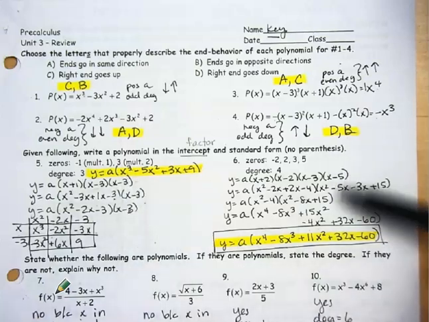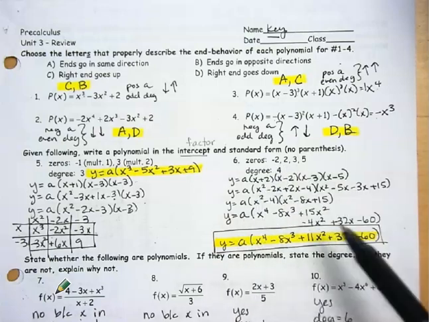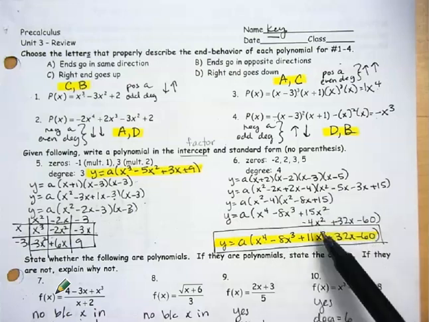And then number 6 over here works the same way, only this time I have 4 zeros and 4 factors that have to all be multiplied out and like terms combined.